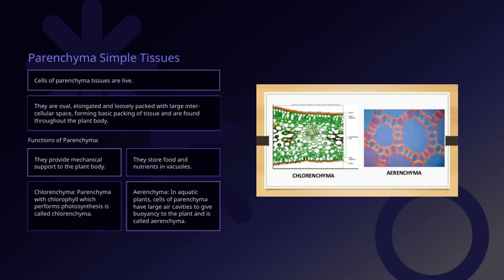Moving on to their functions, parenchyma cells play several roles. They provide mechanical support to the plant, helping it maintain its structure. Some parenchyma cells contain chlorophyll, and these are called chlorenchyma. As the name suggests, chlorenchyma is responsible for photosynthesis, which is essential for the plant's energy production.